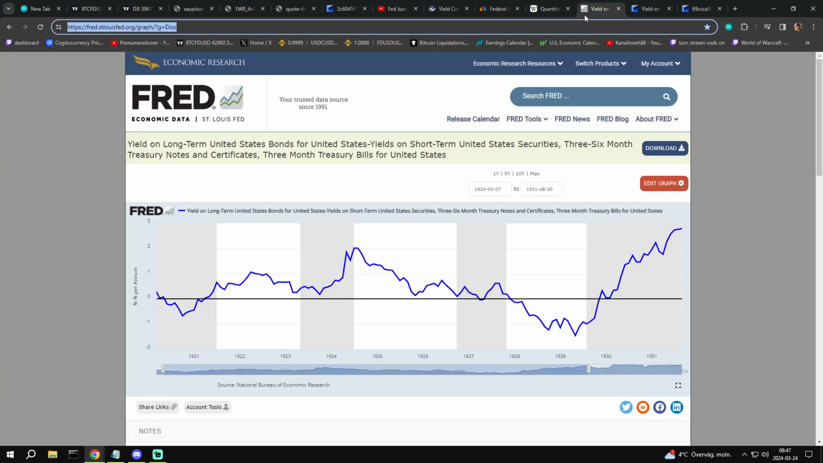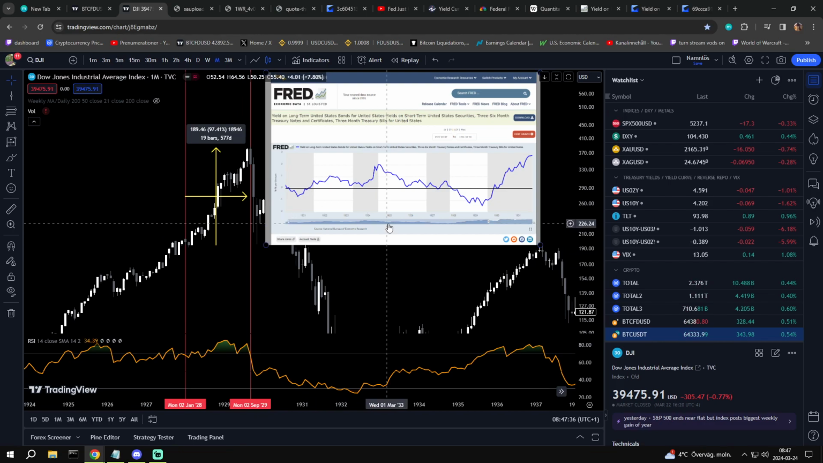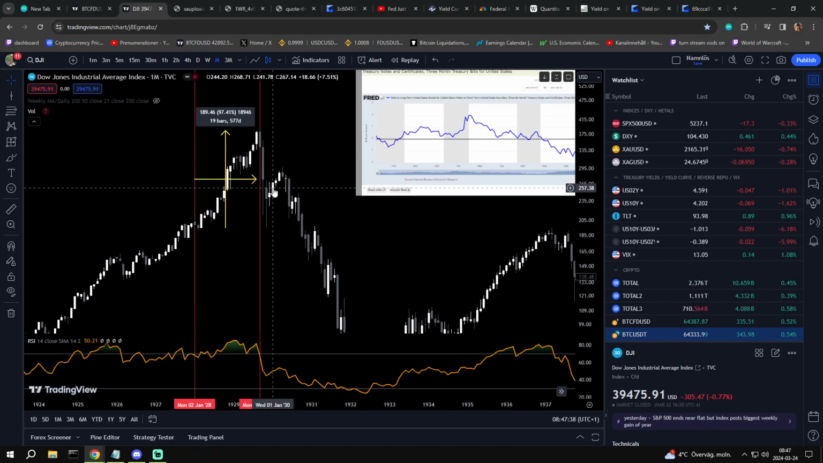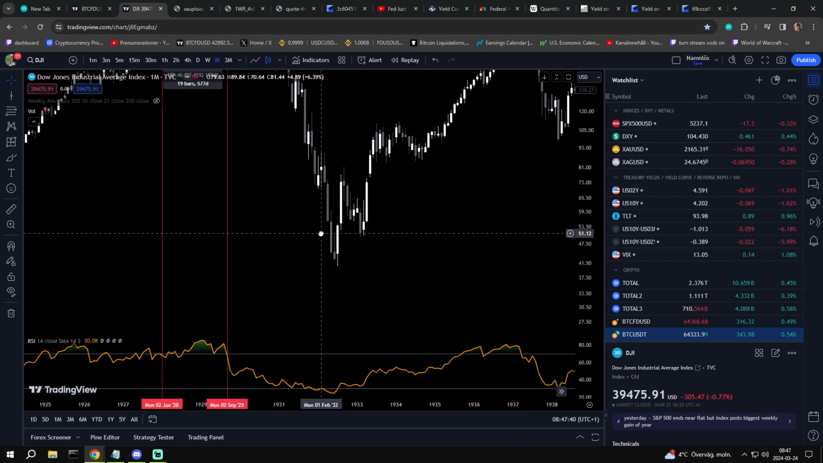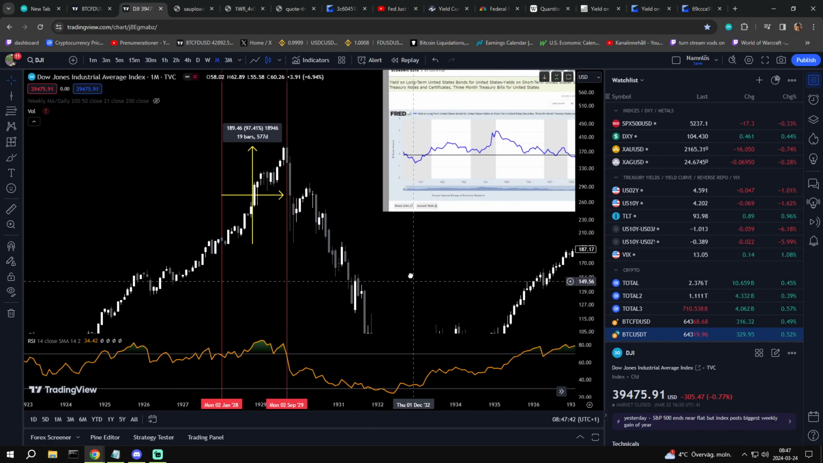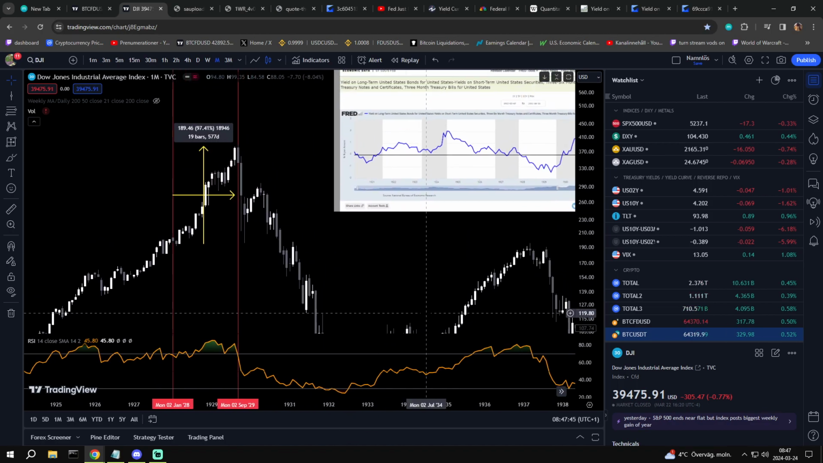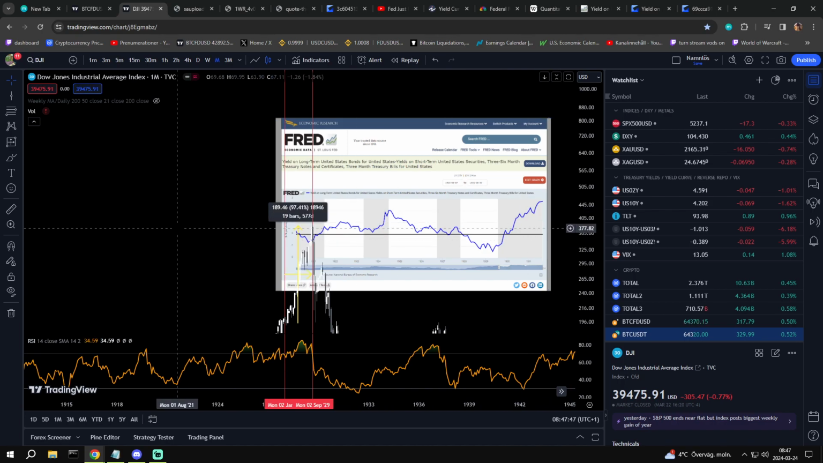What happened when interest rates came down? Right around here, which is, it came out of inversion in December 1929. Well, you tell me what happened throughout this period and for the next couple of years. The Great Depression began when interest rates were coming down. You tell me what happened.